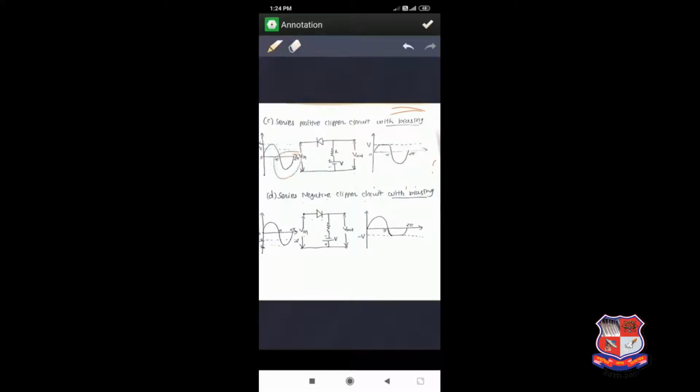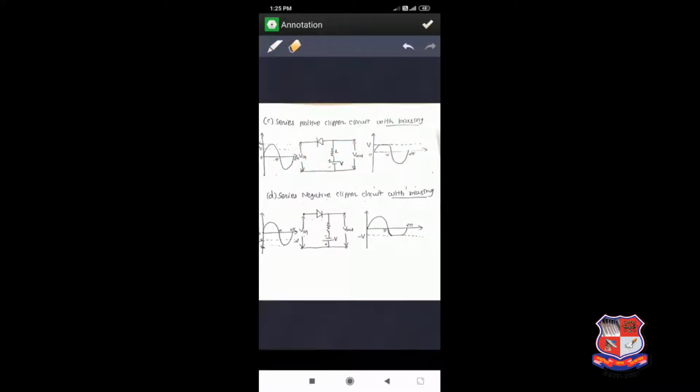For the negative cycle, this terminal is minus, this terminal is plus, so this diode is in forward bias and acts as a closed circuit, so current flows through it. Due to this battery also the diode is in forward bias, so in both conditions the diode is in forward bias and current flows through it, so the output voltage is equal to the input voltage. So for this negative cycle, the output voltage is equal to the input voltage as it is. Okay, so this is called the series positive clipper circuit with biasing.